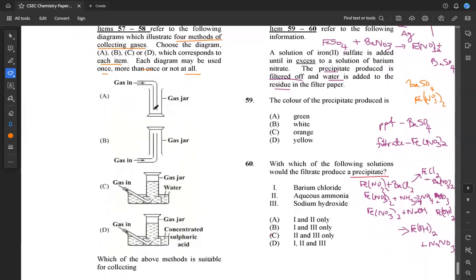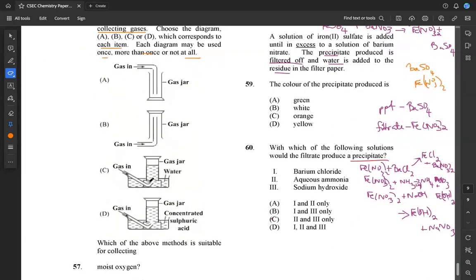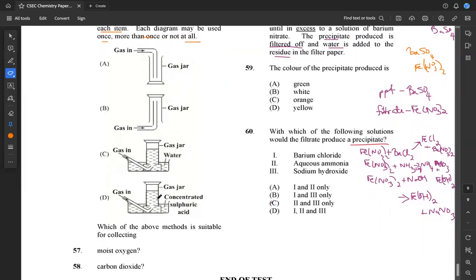So in this first case, we have a downward delivery. In this case, we have an upward delivery, or a downward displacement of air. And this one is going to be an upward displacement of air. And then this one is going to be a downward displacement of water, right? And then this one, what is this one? This is a downward displacement of concentrated sulfuric acid. Okay? So which of the following methods is suitable for collecting moist oxygen?